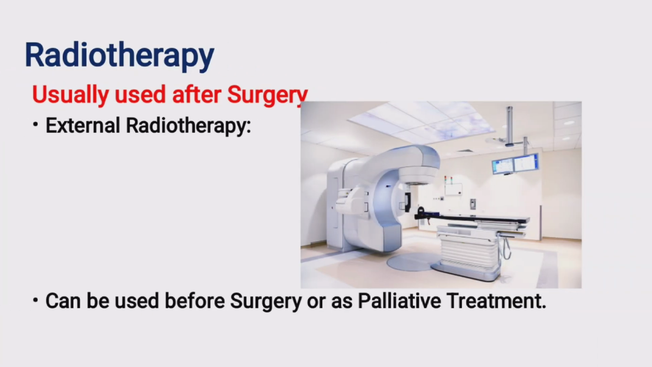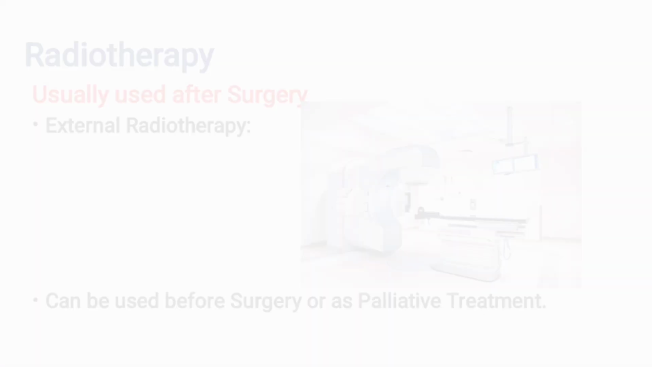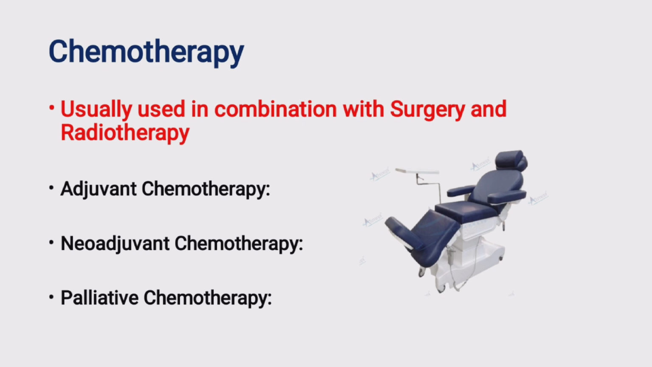External radiotherapy is recommended after breast conserving surgery for the whole breast and for the axilla after mastectomy. Radiotherapy can also be used preoperatively or as palliative treatment. Cytotoxic drugs are used systemically in combination with surgery and radiotherapy, either as adjuvant therapy to eliminate micrometastasis or neoadjuvant therapy to downstage the disease. Chemotherapy can also be used with palliative intent in advanced or metastatic breast cancer.